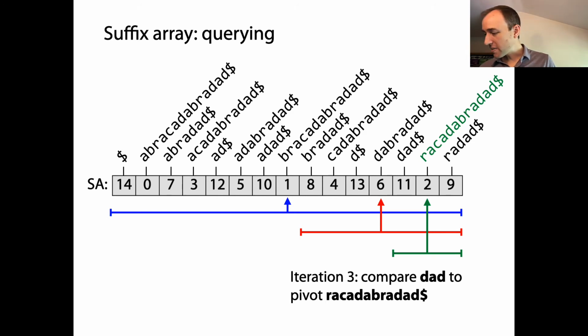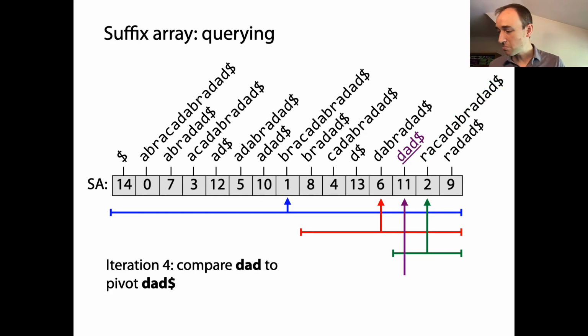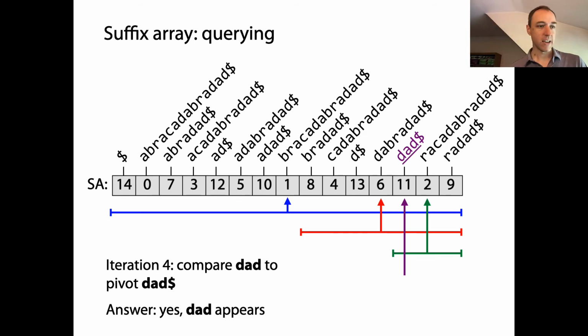And once we've done that, we've actually iterated the binary search all the way to the point where there's actually only one possibility left. The only possibility left is that element, that suffix, starts with DAD. And as soon as we compare DAD to that pivot, we see, yes, indeed, that pivot does start with the string DAD. And we have our answer, which is yes, the string DAD does occur in the text, right? So answer, yes, DAD does appear in the text.